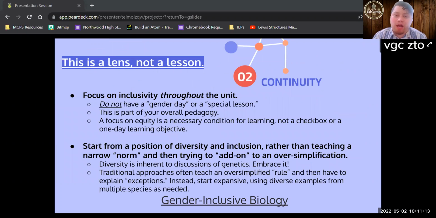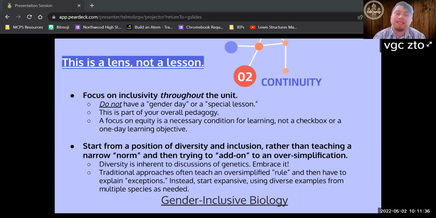The second piece is continuity, and this is one of the most important parts of the framework, in my opinion, because often when people want to become more inclusive in their genetics instruction, they imagine it as a lesson plan. So they say, what is the lesson that I can teach about sex and gender and chromosomes that will help me to be more inclusive? What's the right lesson plan for that topic?